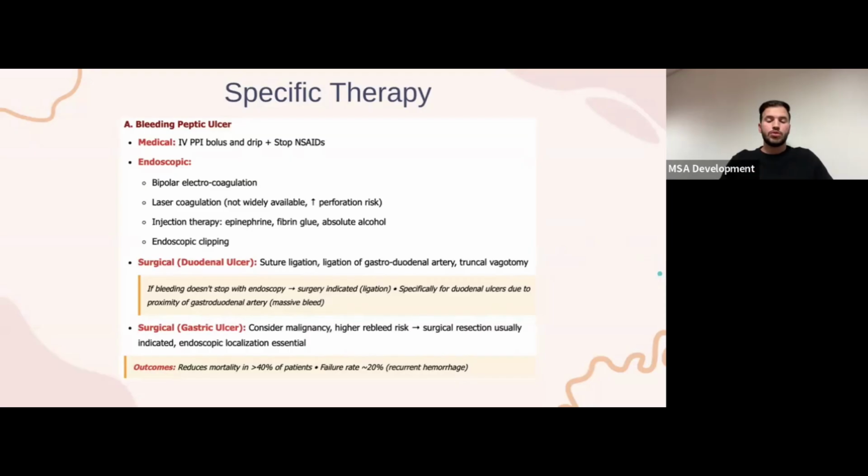Now, for the surgical, we have duodenal ulcers and gastric ulcers. For the duodenal ulcers, we do suture ligation of the gastroduodenal artery and triangle vagotomy. The duodenal ulcer bleeds massively because of its proximity to the gastroduodenal artery, so we need to make sure that we're ligating it. For the gastric ulcer, as you mentioned before, it has risk of becoming malignant. Okay, so here we do consider malignancy, and if we can, we do surgical resection.